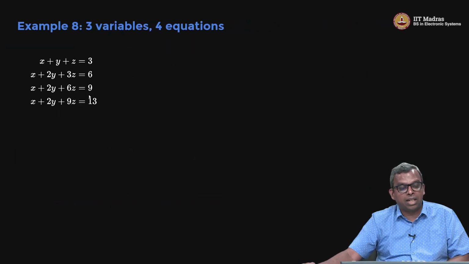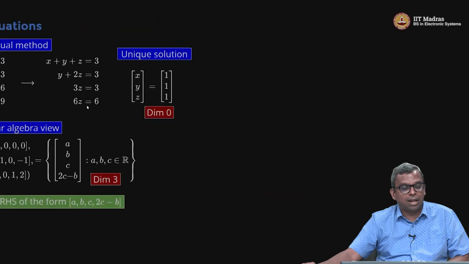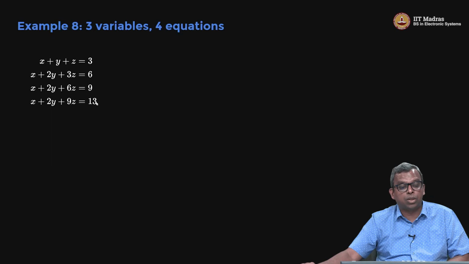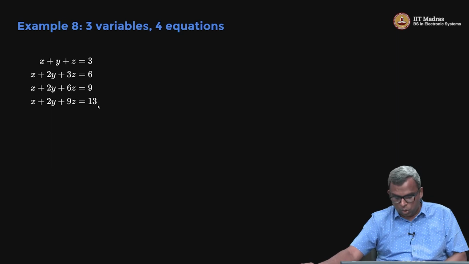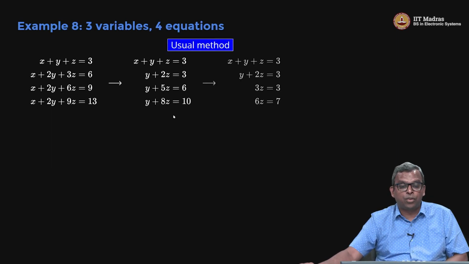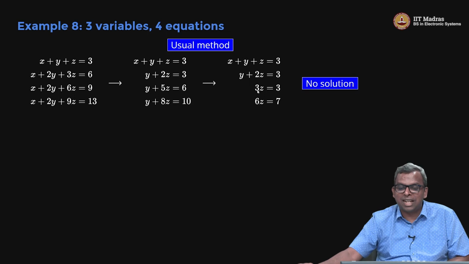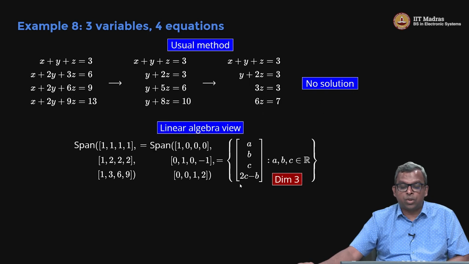What I have done here, I have changed the 12 to 13, and I have made another change also. Other than that, I have not made any change. I have made the 12 to 13, but from the previous answer, you know there is an issue here, right? So if you change this, you're getting 3z equals 3 and 6z equals 7, which means there is no solution. The first guy is giving you z equals 1, this is giving you z equals 7 by 6. You can't tally these 2 things, right? So there's no solution. And again, the span gives you the answer.